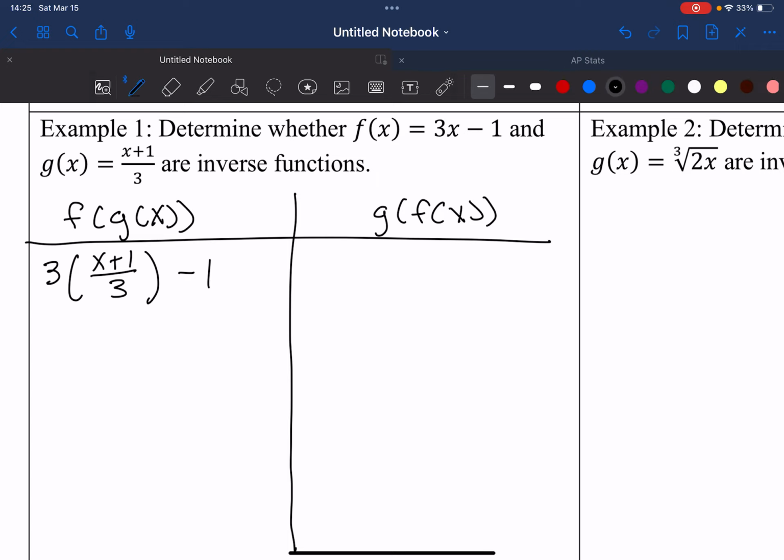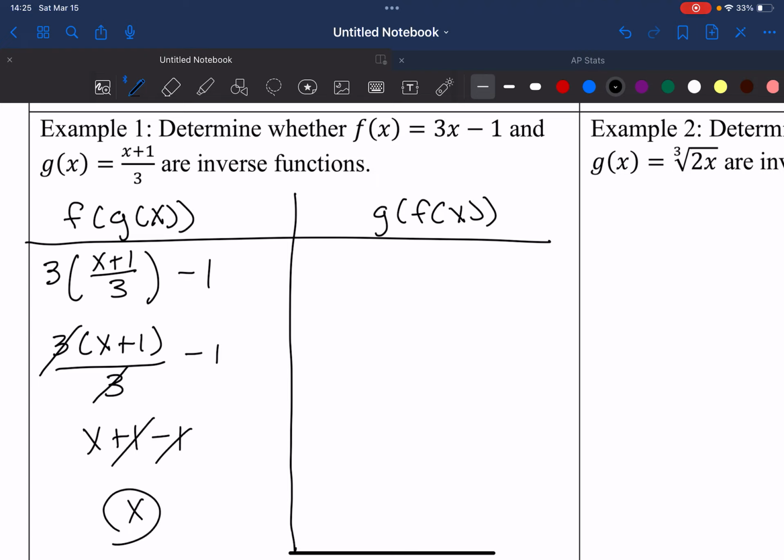Well, this becomes 3 times x plus 1 over 3 minus 1. The 3's cancel out, so I'm left with x plus 1 minus 1. The 1's cancel out, so I'm left with x. Good. My first one is good. That means if I do it again on the other side and I also get x, then they're inverses.